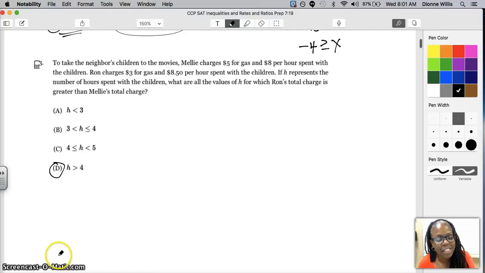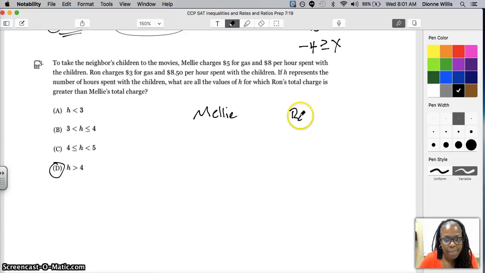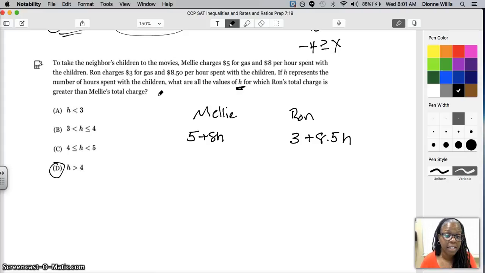In number 3, the answer is H is greater than 4, and let's see if we can figure out how to make that happen. So we see that we've got two people, Melly and Ron, and they both have different charges for their babysitting operation or something. So $5 for gas plus $8 per hour is Melly's charge, and Ron is $3 for gas plus $8.50 per hour. And so what we're trying to do is figure out what values of H would make Ron's charges higher than Melly's charges.